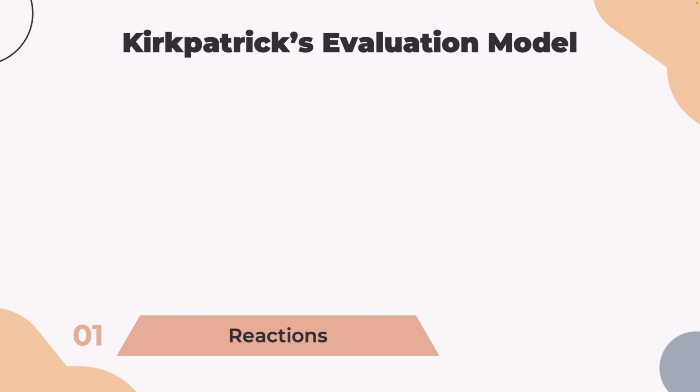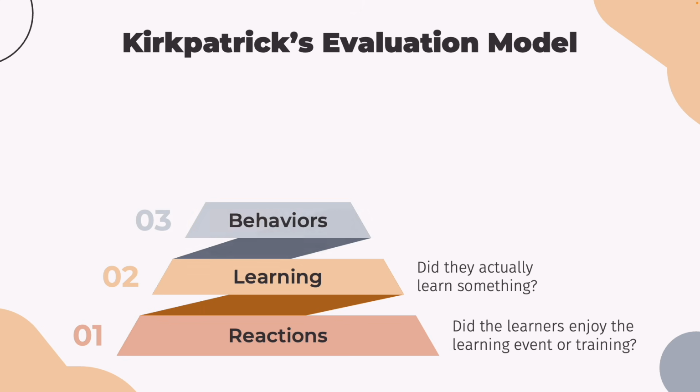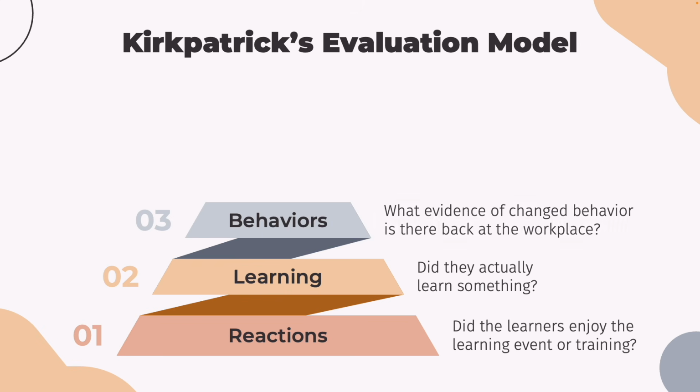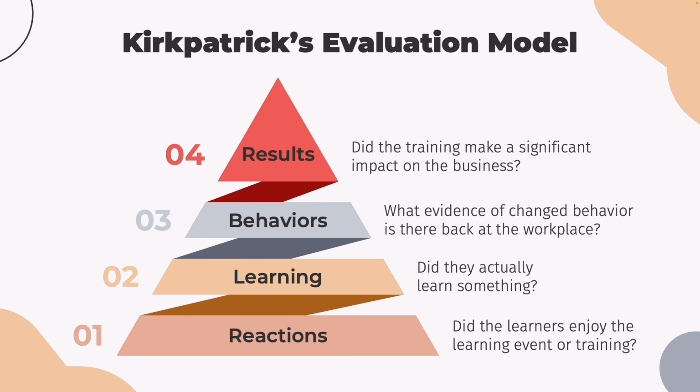There are 4 levels at which you would evaluate any learning event. Level 1 is the reactions, which is all about first impressions. Did the learners enjoy the learning event or training? Level 2 is learning. In other words, did they actually learn something? Level 3 is behavior. This is where you step into the shoes of a detective and you look for evidence of changed behavior back at the workplace. Finally, level 4 is results. This is the grand finale. Did the training make a significant impact on the business?